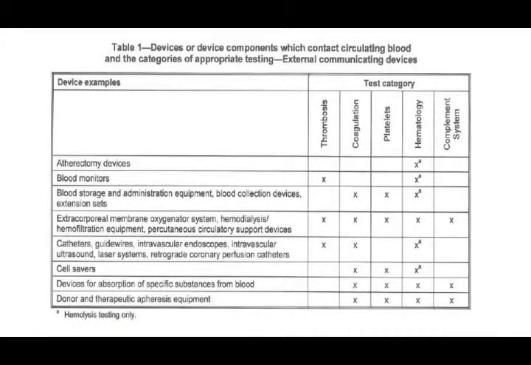And table 1 is supposed to be used where over here you have an example of devices. So you look at your example and you say, okay, I have a catheter. So here's my catheter. Come over, I need to do thrombosis, coagulation, and hemolysis. This is going to be thrown out the door.